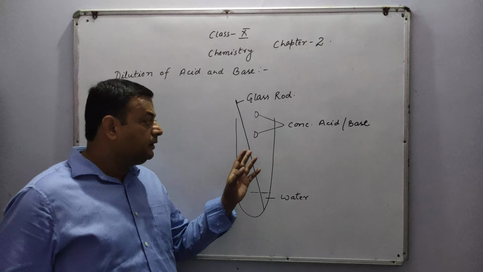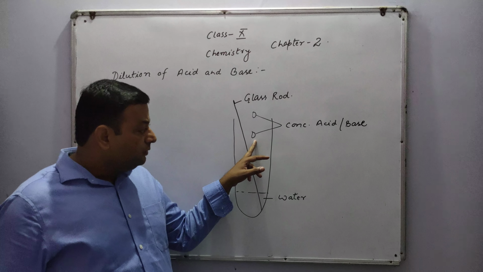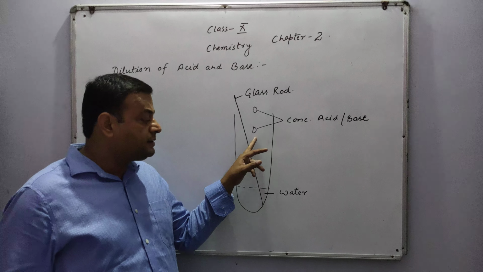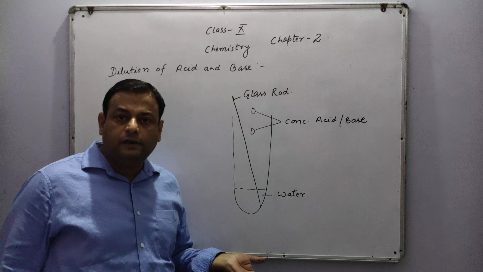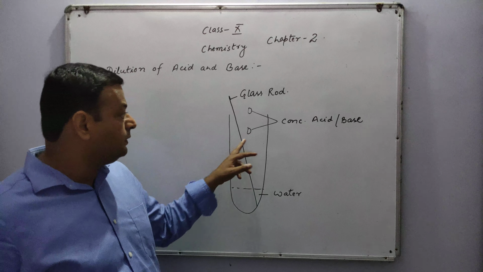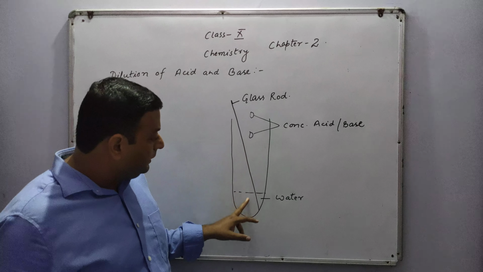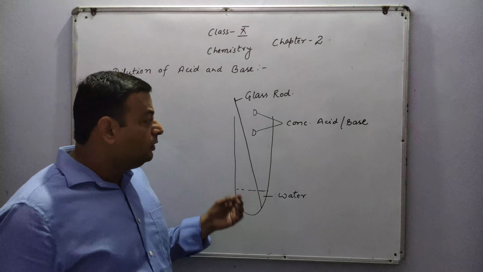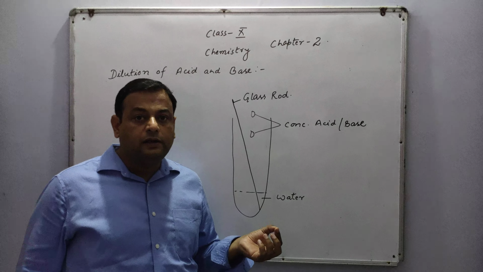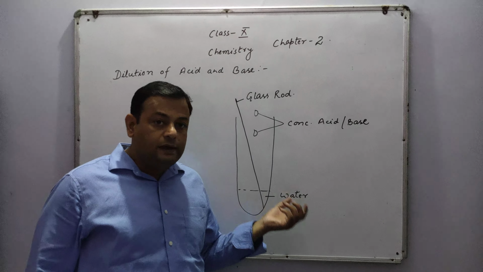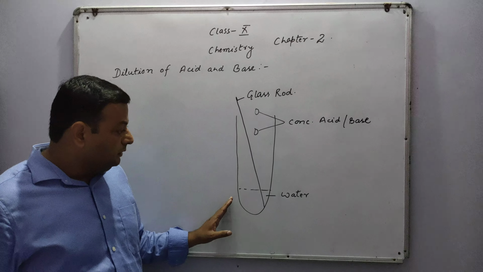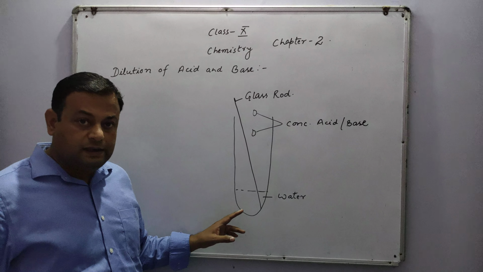Now children, in this case, at a time one drop of acid or base reaches the water. One drop, simply we can take 1 ml, roughly 1 drop means 1 ml. So when 1 drop reaches the water, it means at a time only 1 ml of acid or base gets ionized. So there would be very little local heating and no chances for accidents.